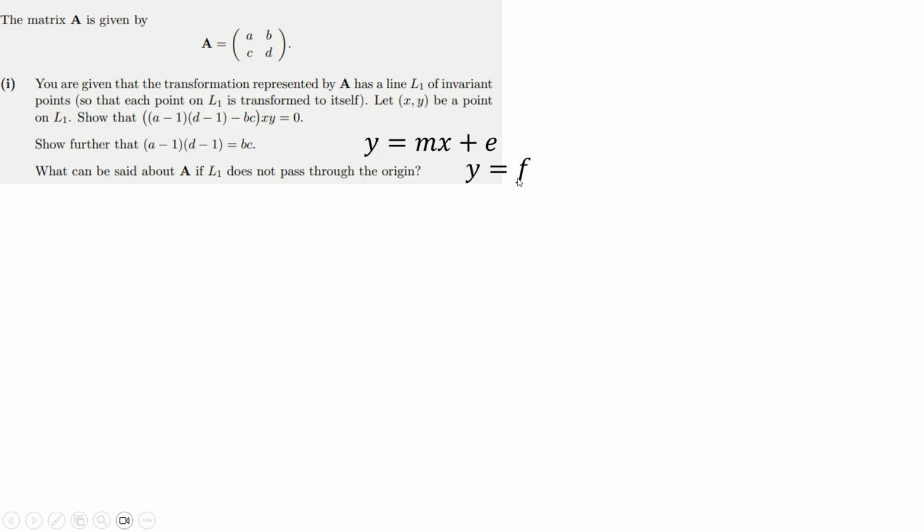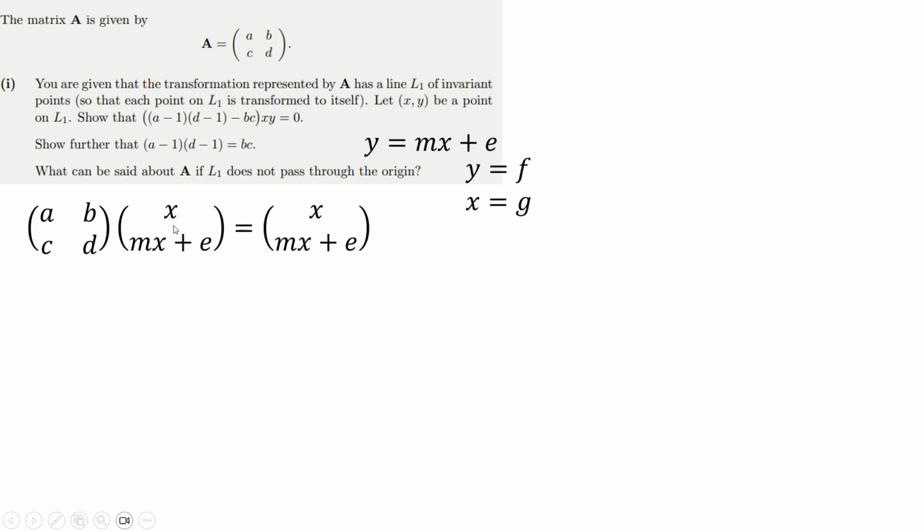Either y equals f, where f is not 0. This is a horizontal line if f is not 0. Well, it's a horizontal line anyway, but where f is not 0, so it doesn't go through the origin. Or a vertical line, again, where g isn't 0, so it doesn't go through the origin. We just need to think about each one separately.